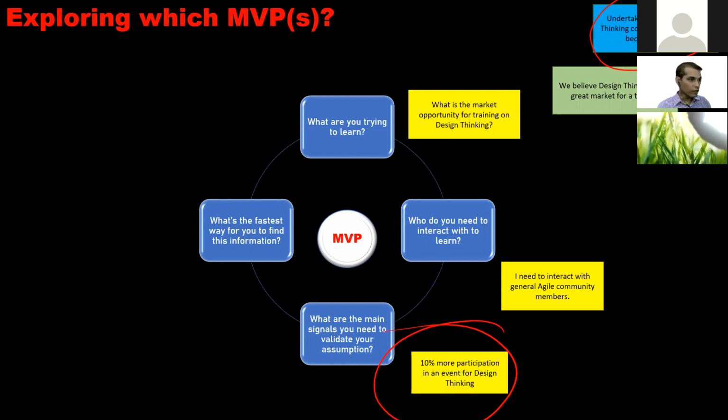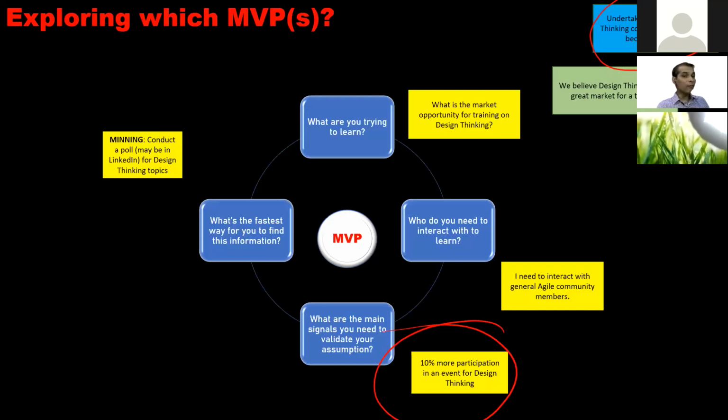Now, I have known this, and now I'm taking it forward. What's the fastest way for me to find this information? So what I'll do is I'll first use mining MVP. I'll conduct a poll for design thinking topics. I'll do a random poll to see what the participation level is.